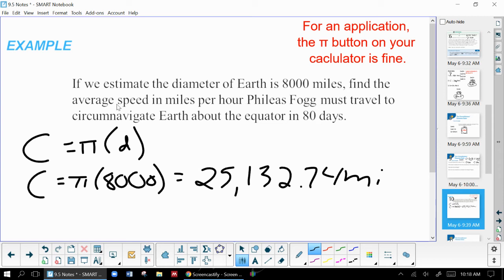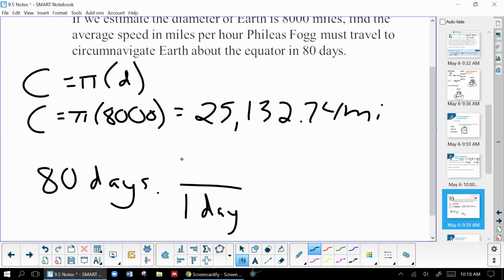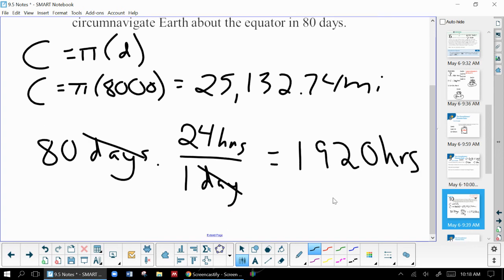Then we've got to figure out how fast he has to go. It's going to take him 80 days, but we want our answer in miles per hour. So the next thing I might want to do is convert 80 days. Well, 1 day is equal to 24 hours. So my days will cancel out, and I'll take 80 times 24, and I'll get 1,920 hours.